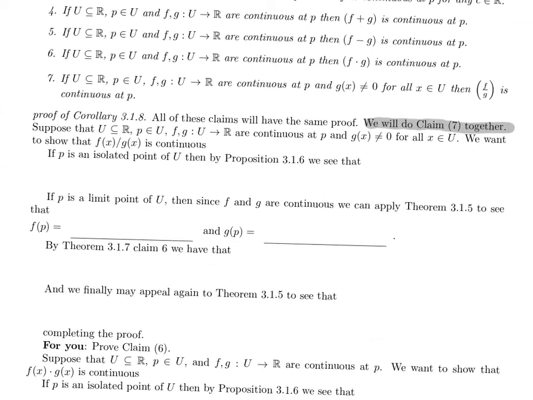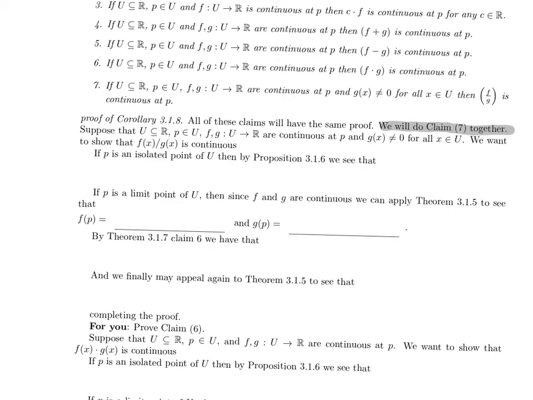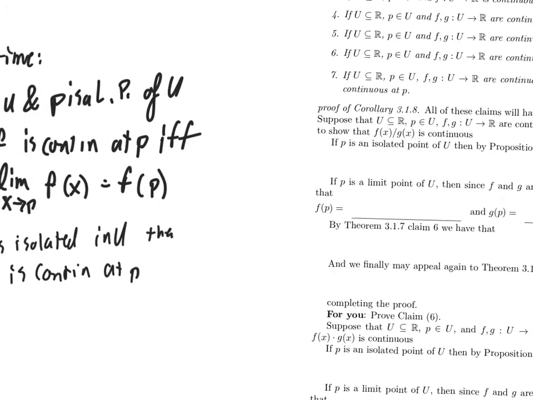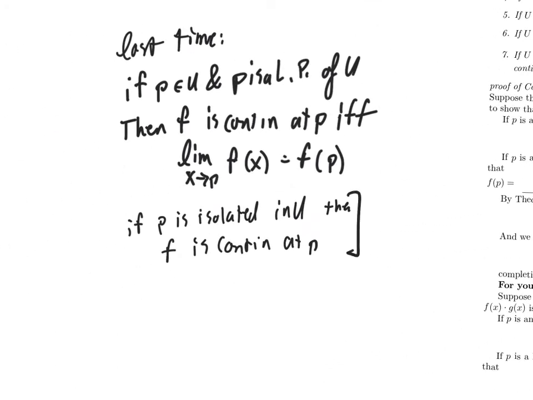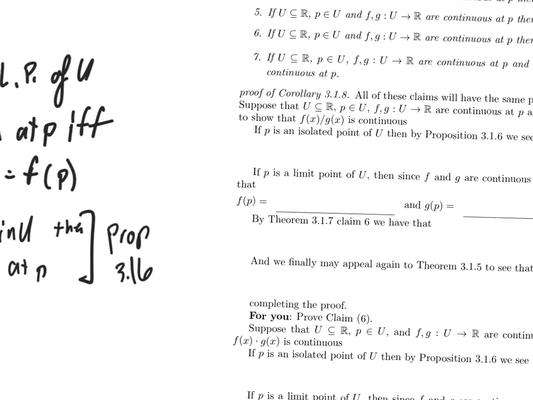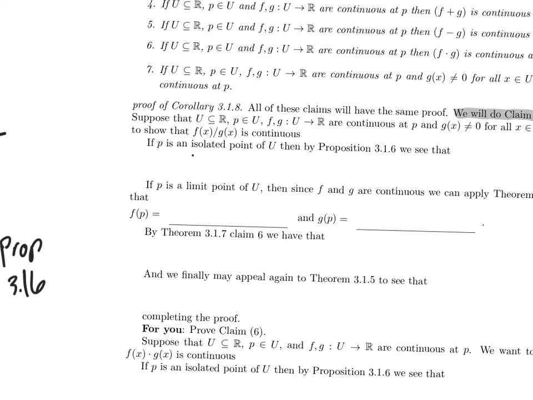If P is an isolated point, then by proposition 3.16, that's that claim, any function is continuous at P. I care about F over G being continuous at P, as we needed.